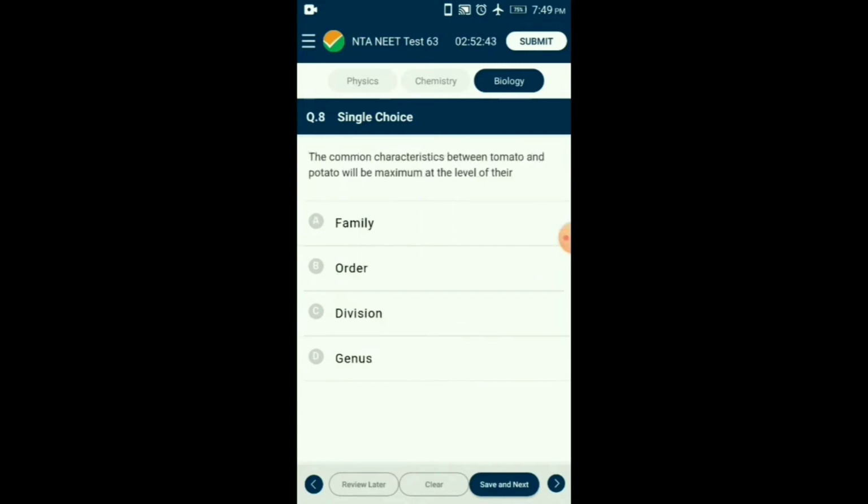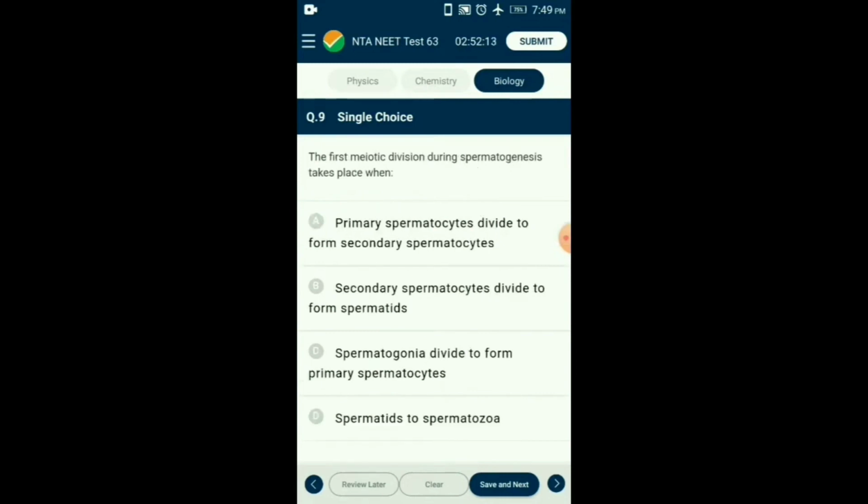Question number 8. The common characteristics between tomato and potato will be maximum at the level of their? Tomato is Lycopersicum esculentum and potato is Solanum tuberosum. Both belong to different genera but are members of the same family. Thus, maximum common characters are observed at the level of family. So the answer for this question is option A, family. Question number 9. The first meiotic division during spermatogenesis takes place when?